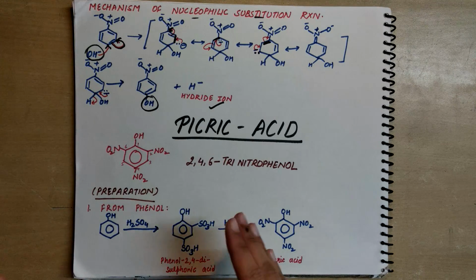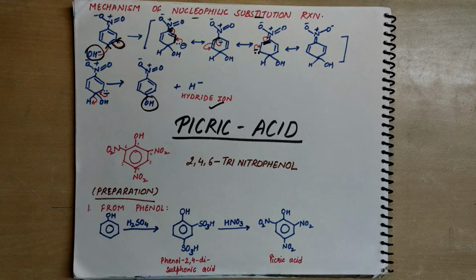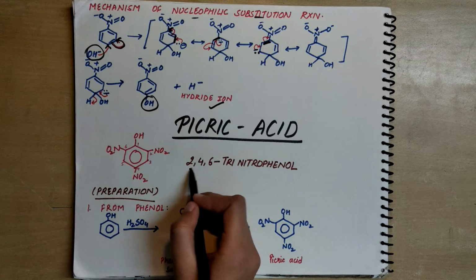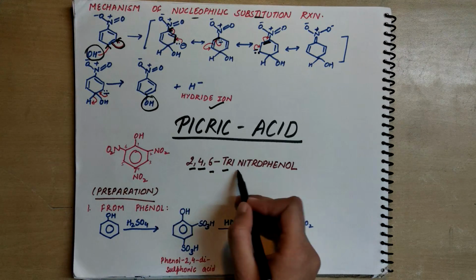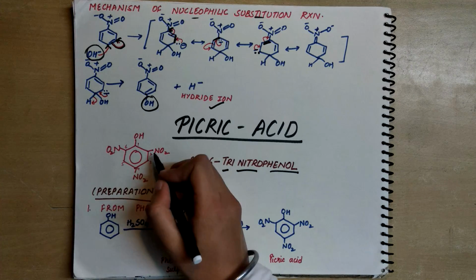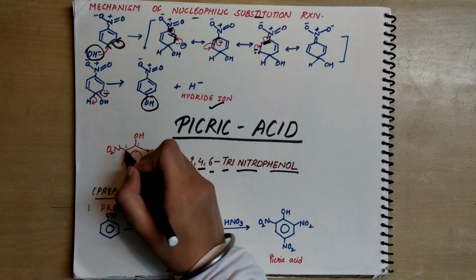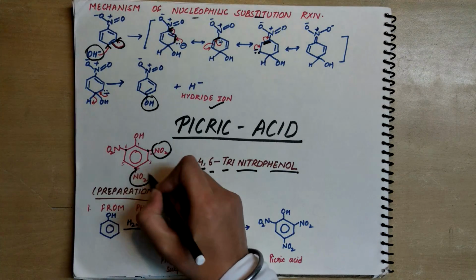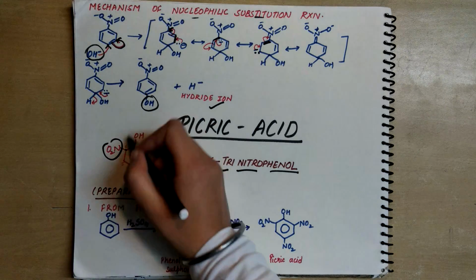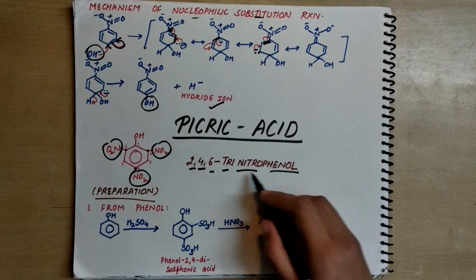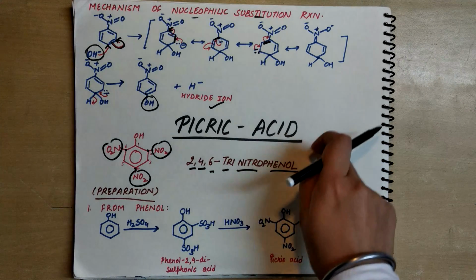The last part of the chapter is picric acid. Picric acid is 2,4,6-trinitrophenol. That means 2,4,6, three nitro groups, that means trinitro, and this is the phenol. So 2,4,6-trinitrophenol is called picric acid.